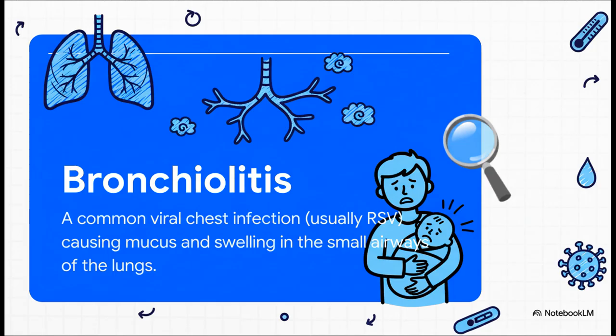You need to say the word bronchiolitis clearly to the parent, but then immediately follow it up with a simple explanation. No medical jargon, just tell them what it is: a common chest infection for babies, what causes it, usually a virus, and why it makes it hard for them to breathe.